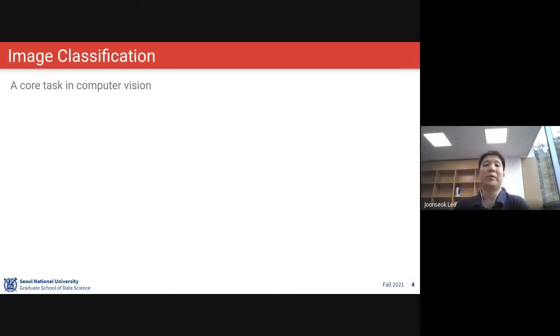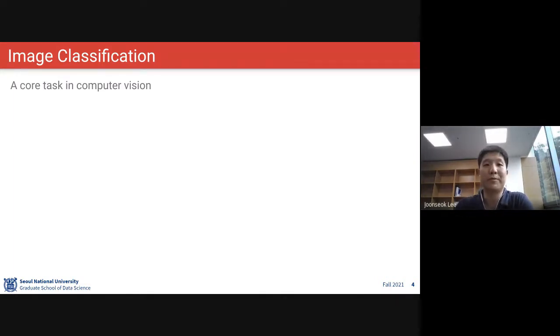So let me start with what the image classification task is. We are going to start with this particular task for the first few weeks, and we are going to build some models on top of that, which are the deep learning models. So that is the beginning of our course.